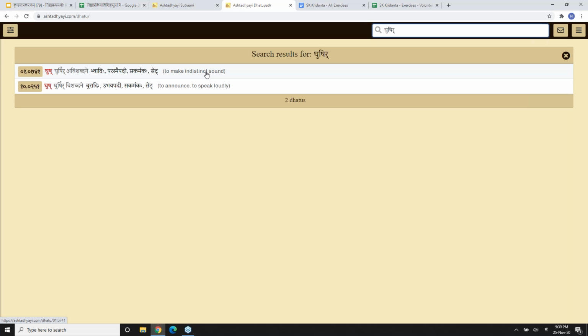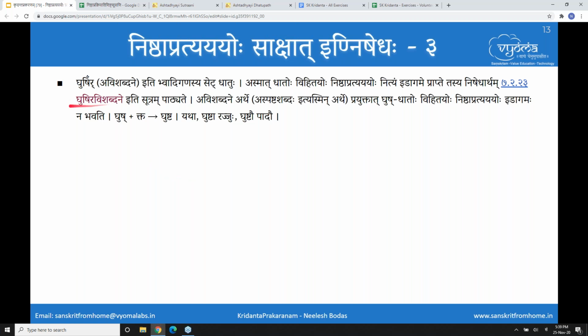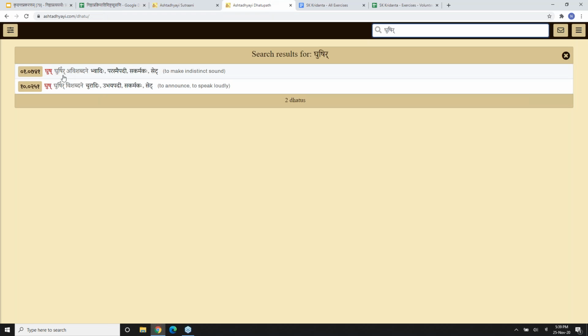Two opposite meaning dhatus. One of them is in the bhvadi gana, one of them is in the churadi gana. It's as simple as that. And now what is the sutram? The sutram is Ghushir Avishabdane. So this particular sutram should make it clear that this sutram is only applicable for the Bhvadi Gana Avishabdane dhatu. The meaning has been explicit. So Ghushir Avishabdane iti Bhvadi Ganasya dhatuhu asti asya vishaye asya sutrasya prasaktihi asti.